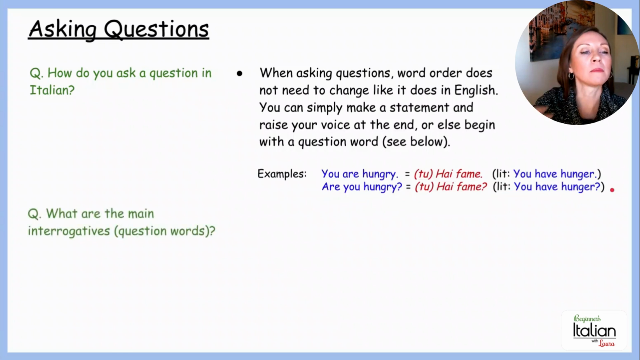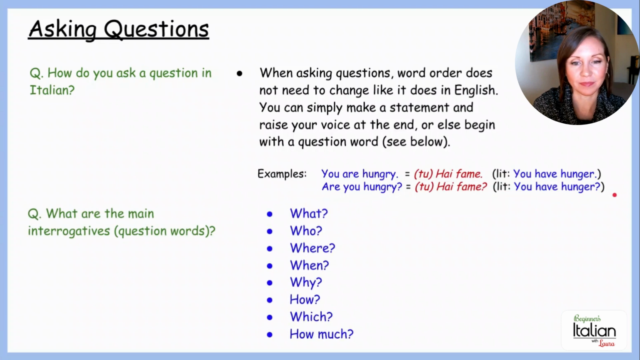Okay, what are the main interrogatives or question words in Italian? In English, some of our main question words are what, who, where, when, why, how, which, and how much. So what, you can either say che or che cosa. They're pretty much the same. Literally this means what or what thing. So depending on what you're asking, you can either say che or che cosa.